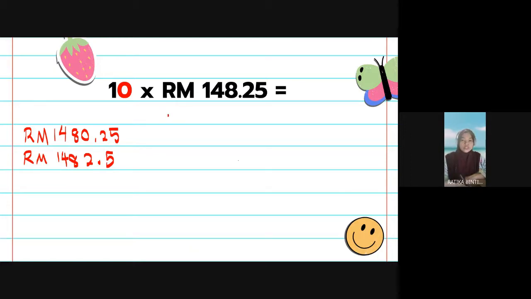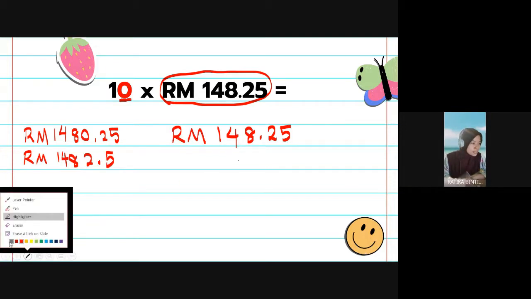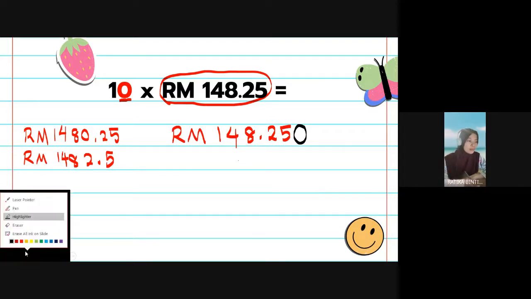What do we need to do first? We need to copy nombor yang bukan lucky number. Copy je lah. Okay, we just copy the number. Okay, so RM 148. Copy je. Okay, then the lucky number 10 ada 10 kan? You just write down this 10. Tambah saja dekat belakang ni. Okay, done with that.